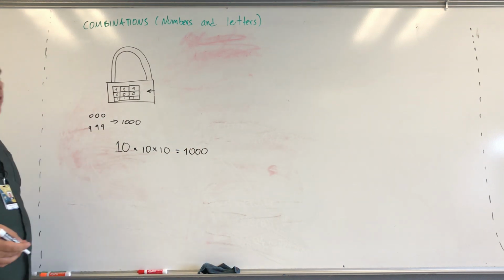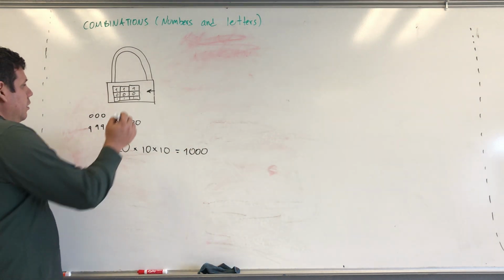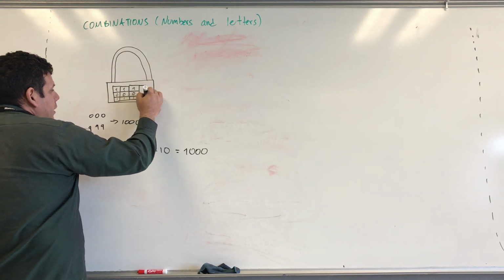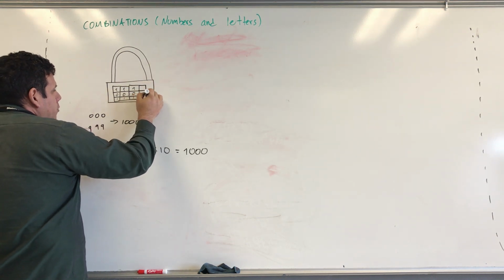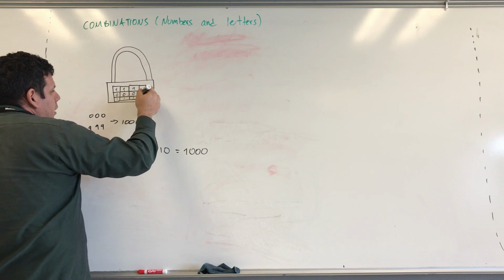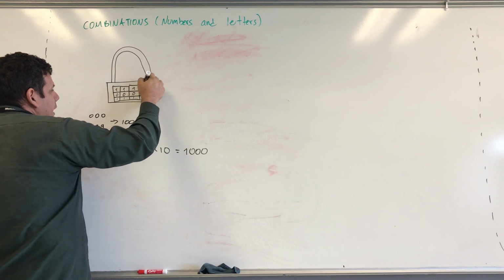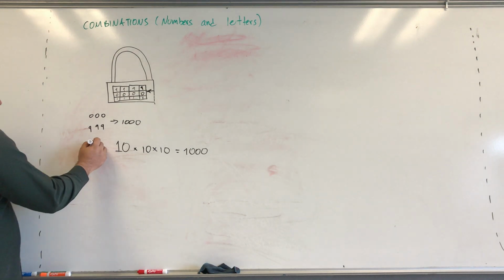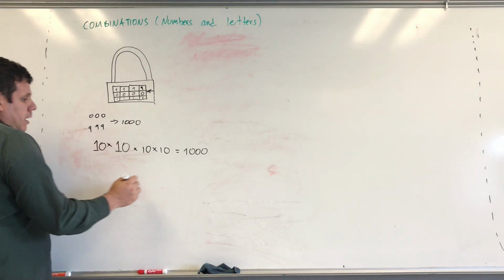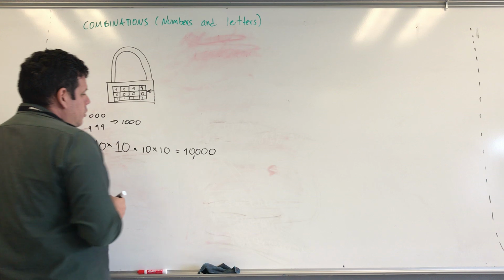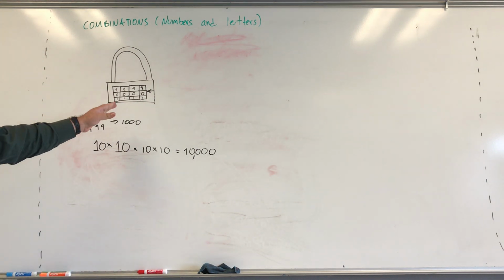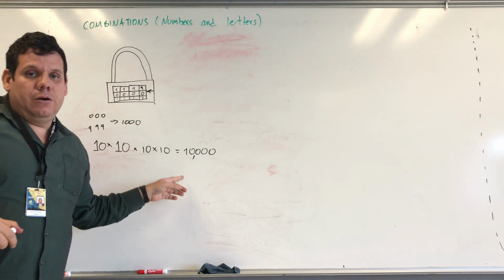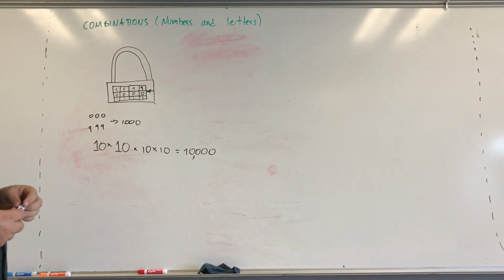For every number that I add to this padlock, let's see, if I add another set of numbers starting with 0, 1, 2, 3, 4, 5, 6, 7, 8, 9, where 9 is the last value, I have another 10, so I need to multiply by another 10. So in this case, with a padlock like this, you will have 10,000 possible combinations, all right?